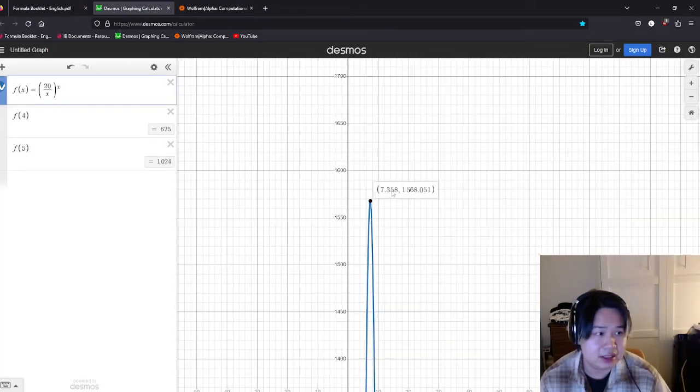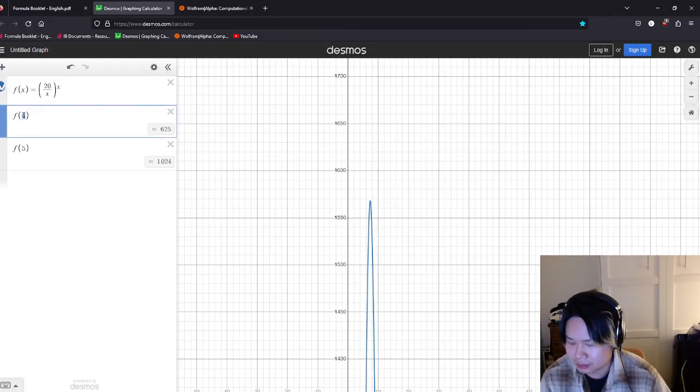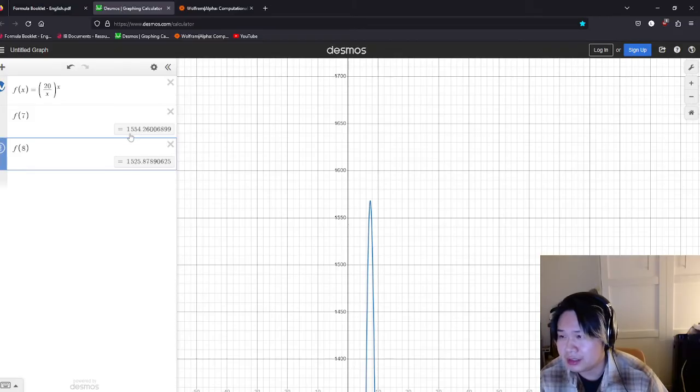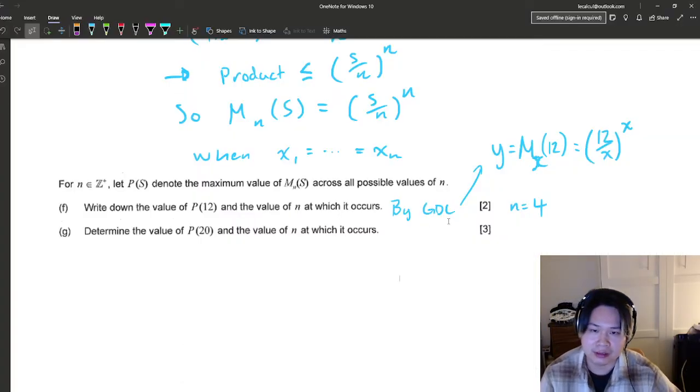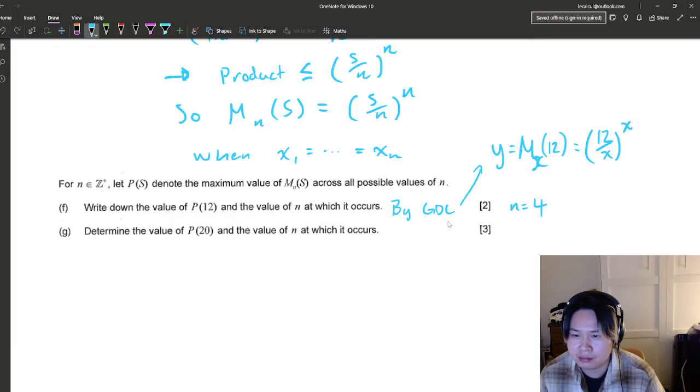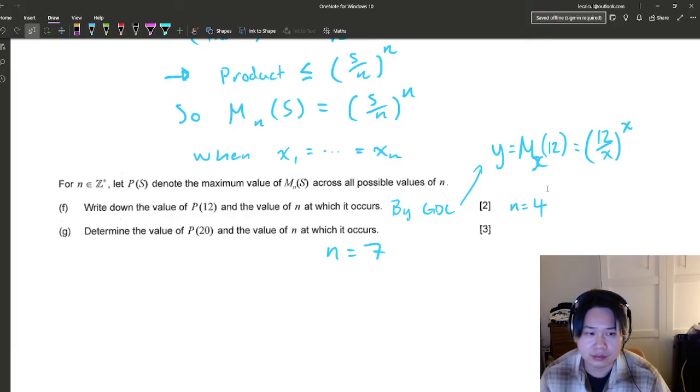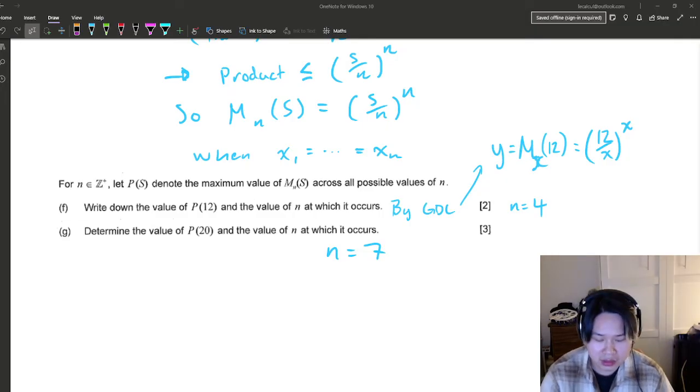So it's between 7 and 8, so 7, 8. You compare the two, 7 is bigger. So it seems to be the one rounded down. So n equals 7. Okay, and then we're almost at the end.